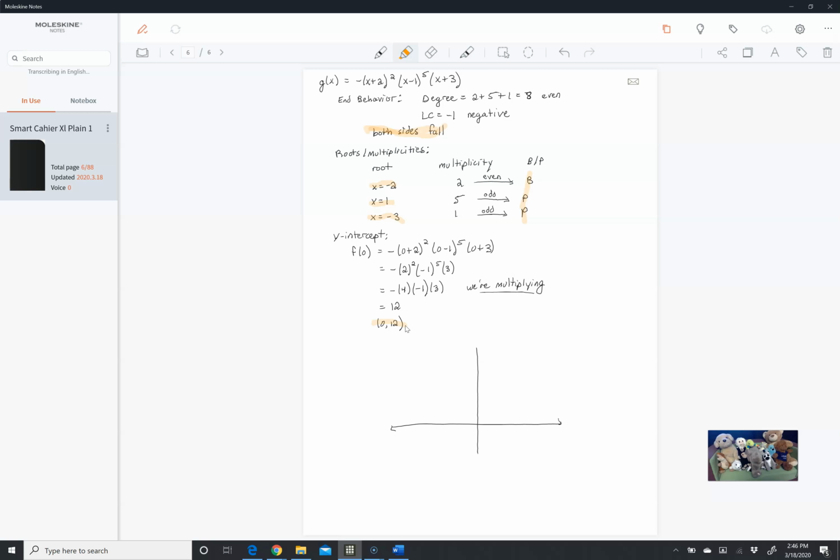So I'm going to spread these roots apart a little bit. Here's our x. Here's our y. So we mark off the roots first. So x equals -2.